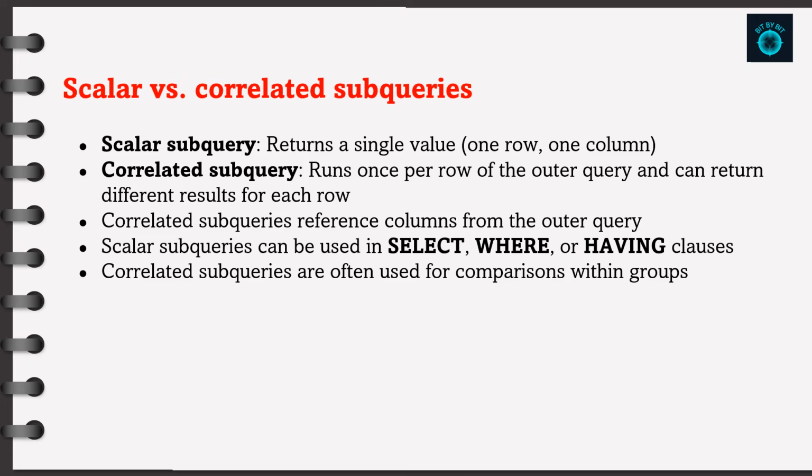A correlated subquery works differently. It is linked to the outer query, because it uses columns from that outer query inside the subquery's conditions. This means the correlated subquery runs once for every row in the outer query, and it can give different results for each row. In short, use scalar subqueries when you need a single fixed value, like the highest salary in a company. Use correlated subqueries when you need a calculation that depends on the row you are currently looking at, like comparing an employee's salary to the average salary in their own department.